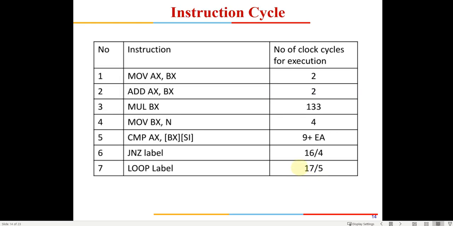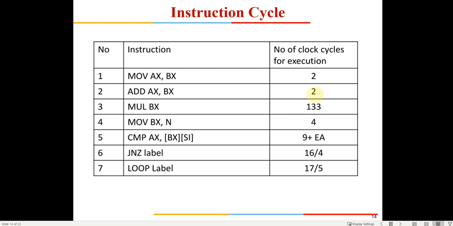Now the instruction cycle. You don't have to really remember these things. I'll share a PDF with you, the 8086 manual. This gives the clock cycles for each instruction. So for each of the instructions, how many clock cycles? This is in the execution part, not in the opcode fetch. During the execution, MOV AX, BX to move this data, how many clocks are required? ADD AX, BX, how many clocks are required?